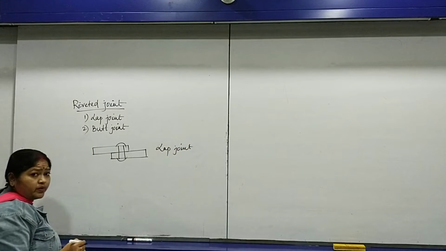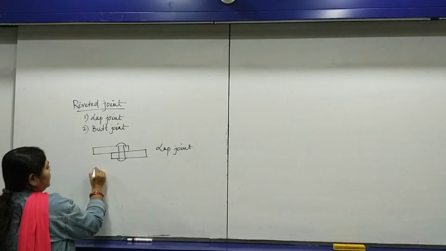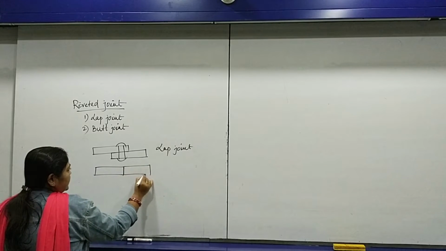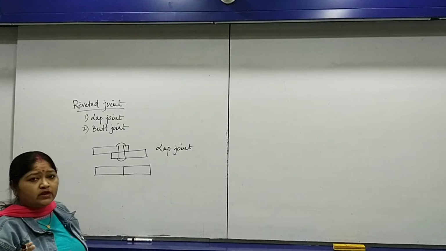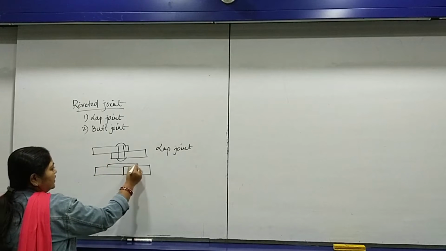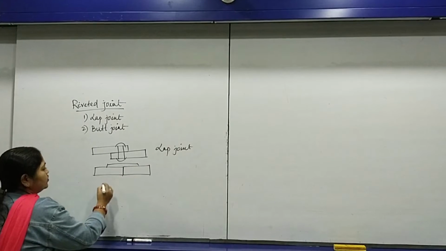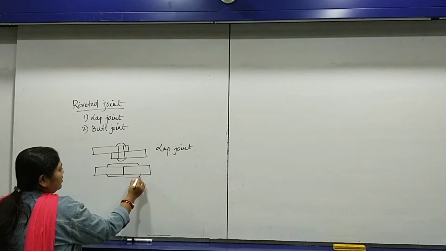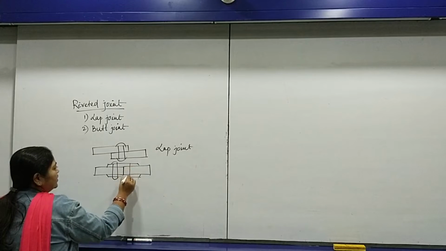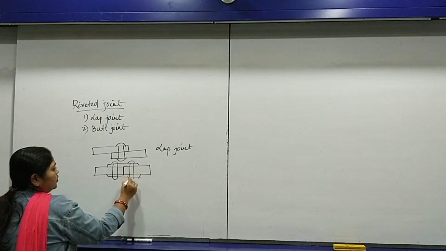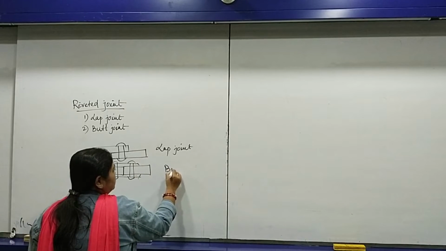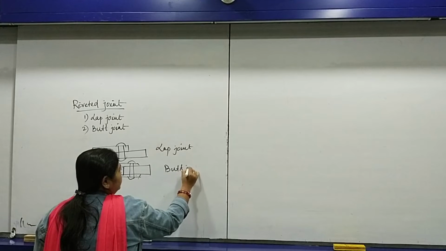In case of a butt joint, two plates are placed side by side, and here we are using a cover plate. Either we can use a single cover plate or a double cover plate, and the riveting is done on the two plates. This is your butt joint.